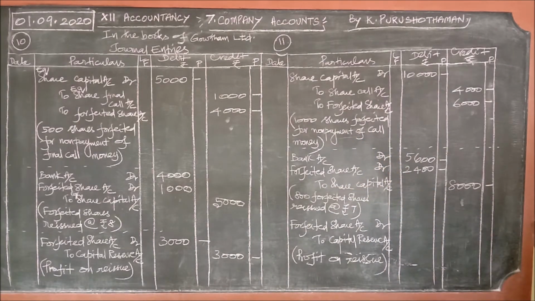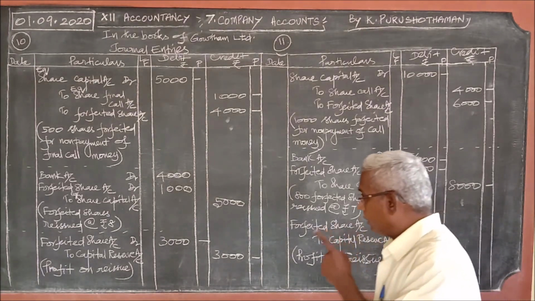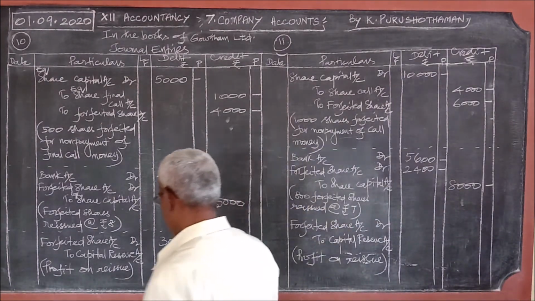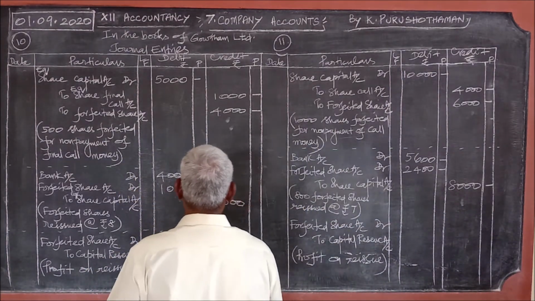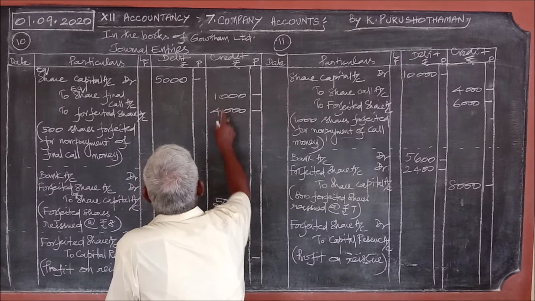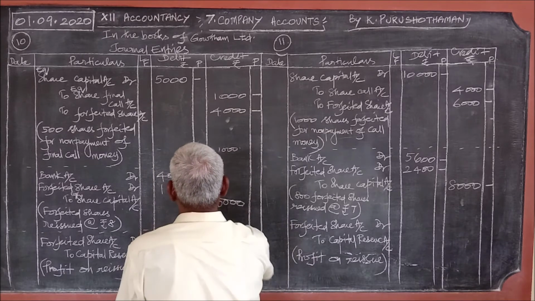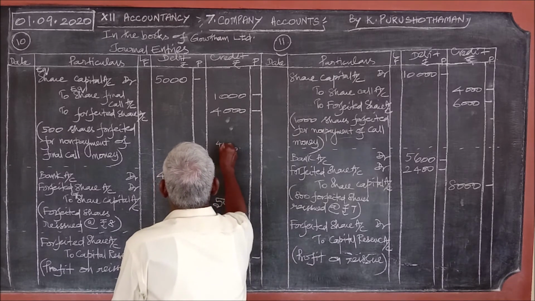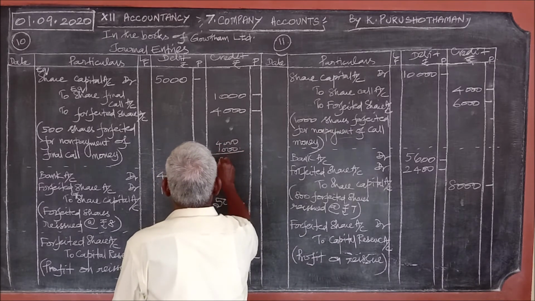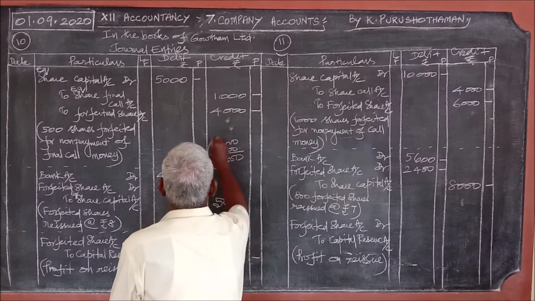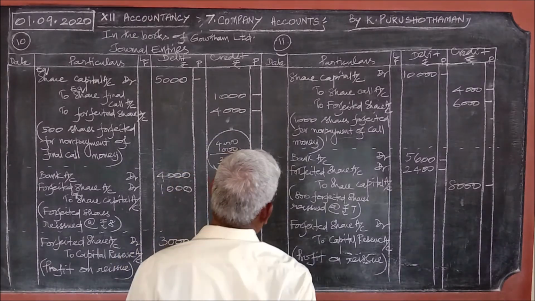That is why I explained to you how this 3,000 came. The amount due, the pending amount here, is 1,000. But the amount received by the bank is 4,000. So 4,000 minus 1,000 is 3,000. This is how you should calculate.